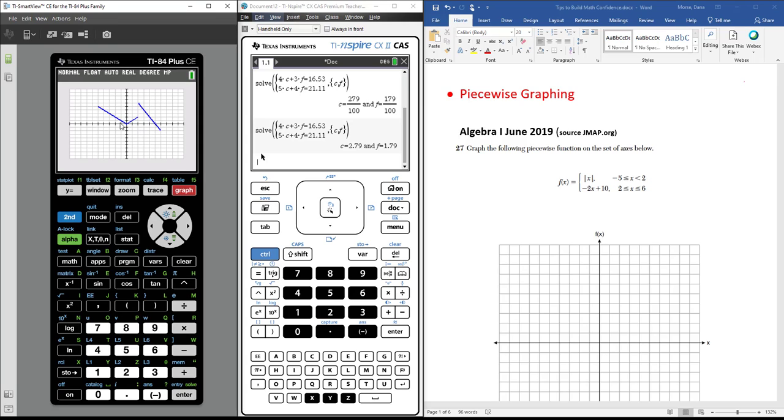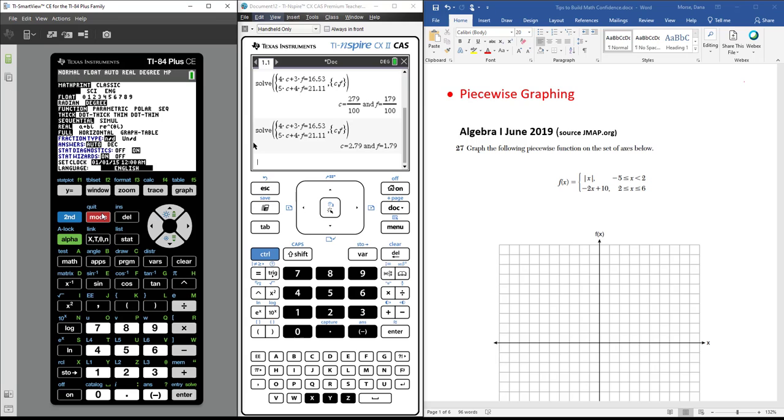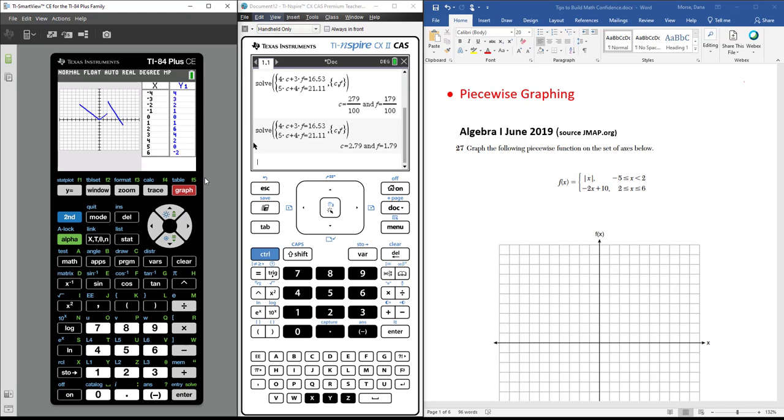I want to connect the graph with the table. Go to mode. This is on every 83, 84. You go down to the word full, and you go over to GT on the older models or graph table on the newer models. Now hit graph. You can see simultaneously multiple representations, the graph and the table.